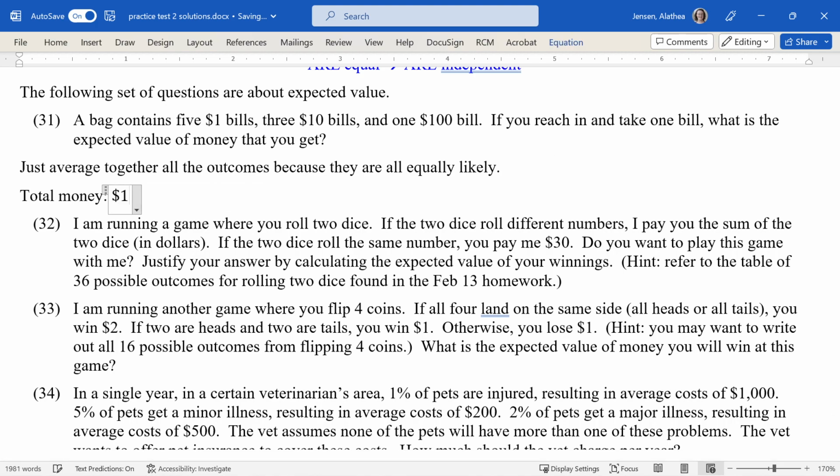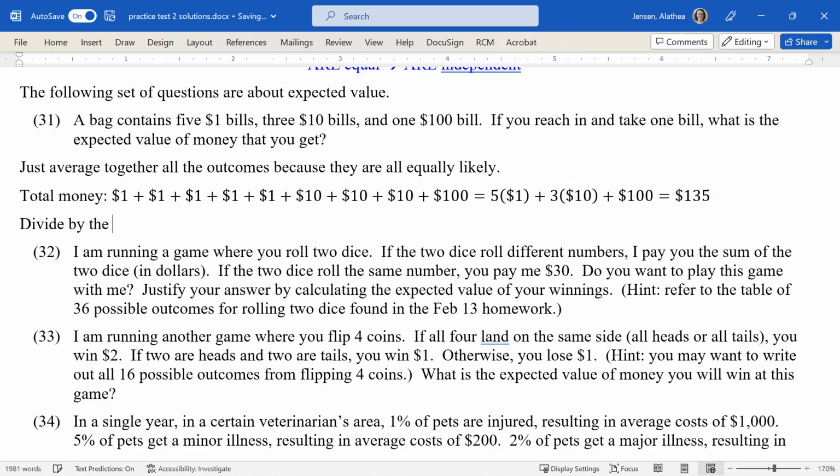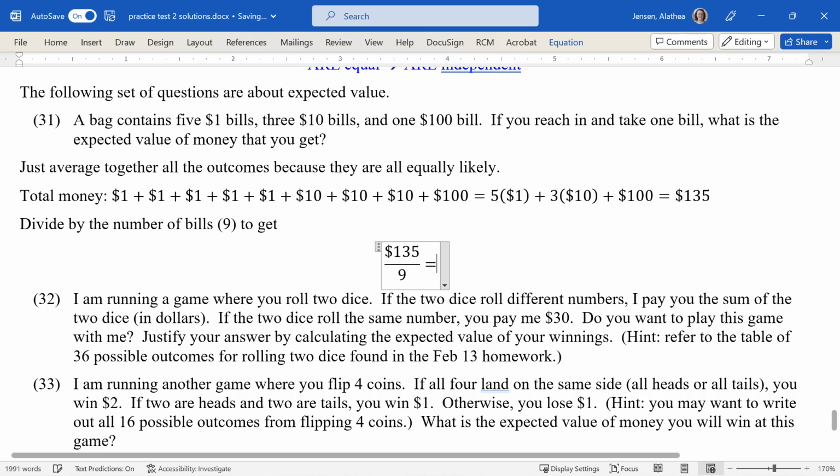So the total money is going to be, all right, we had 5 $1 bills, so you can do it like this if you want, or you can just realize that it's 5. All right, and then we had 3 $10 bills, so 3 of these. And then we had 1 $100 bill. So you can do it like that, or if you want to be a little more fast about it, you can do it 5 times $1 plus 3 times $10 plus $100. Okay, either way you do it, you're going to end up with 135. All right, and then divide by the number of bills, which was 9, to get, okay, so our final answer here is going to be 135 over 9, and that comes out to 15 exactly, so $15.